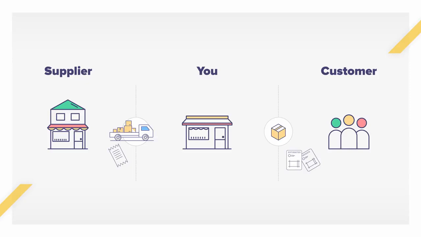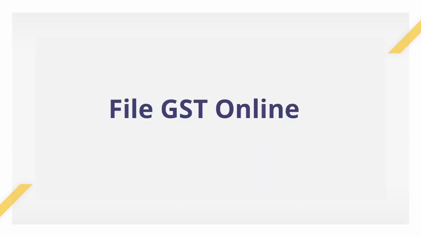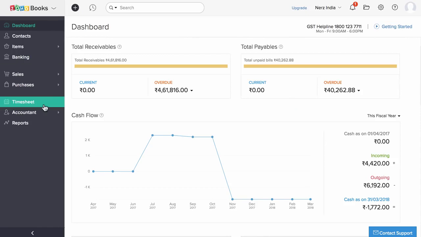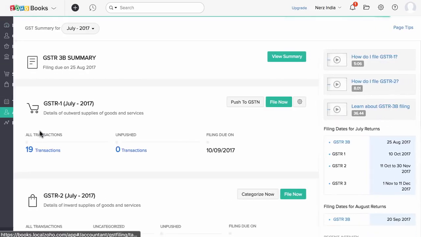So far, we have bought the products from the suppliers, we have recorded the expenses we have incurred, and we have sold the products to the customer. Now let's see how to file GST online from within Zoho Books. Let's head to Accountant tab and click on the GST filing section.